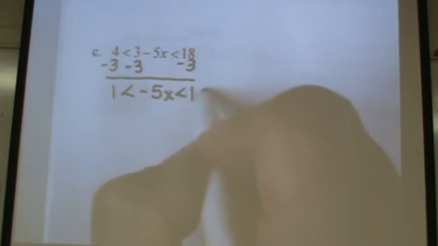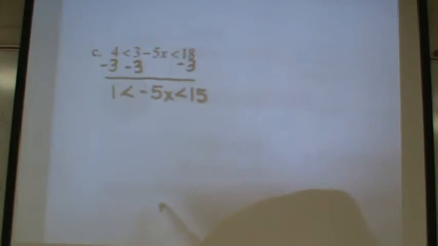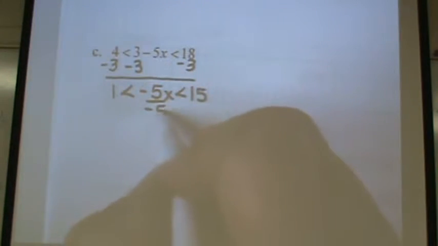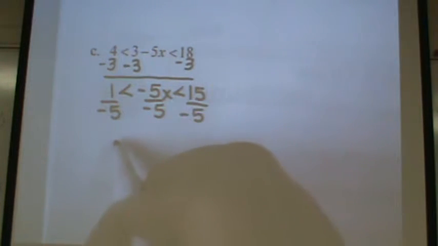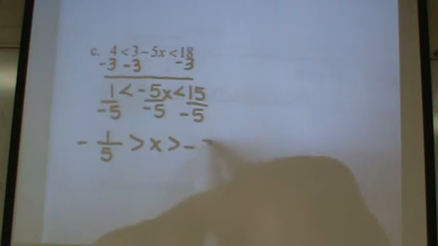What do you want to do on this one? Separate them, or can you do it in one shot? Make it easy. How would we do this in one shot? You would subtract 3 here, subtract 3 here, and subtract 3 here. So you get 1 is less than negative 5x less than 15, right? Divide by what? And then switch the signs. So what do I get? Negative 1/5 is greater than x greater than negative 3.